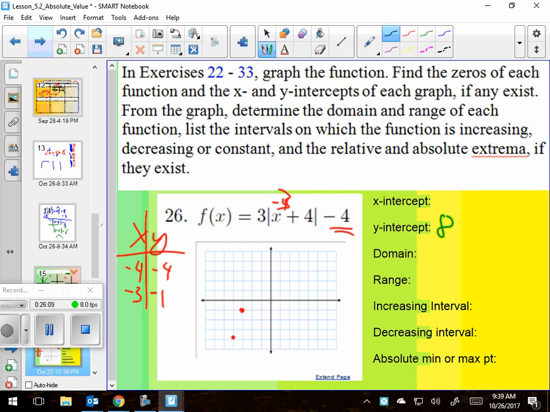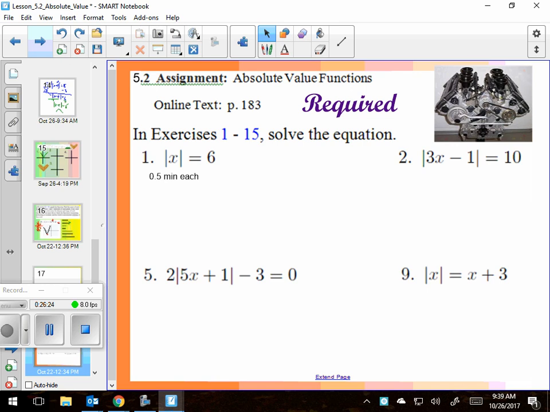And I might not know this yet, but that's the bottom of the V, and the other part's going to go up like that. And there we go. Cool. The XY chart can save the day for you today, anytime you have a graph. All right, that's it. Here's the assignment.